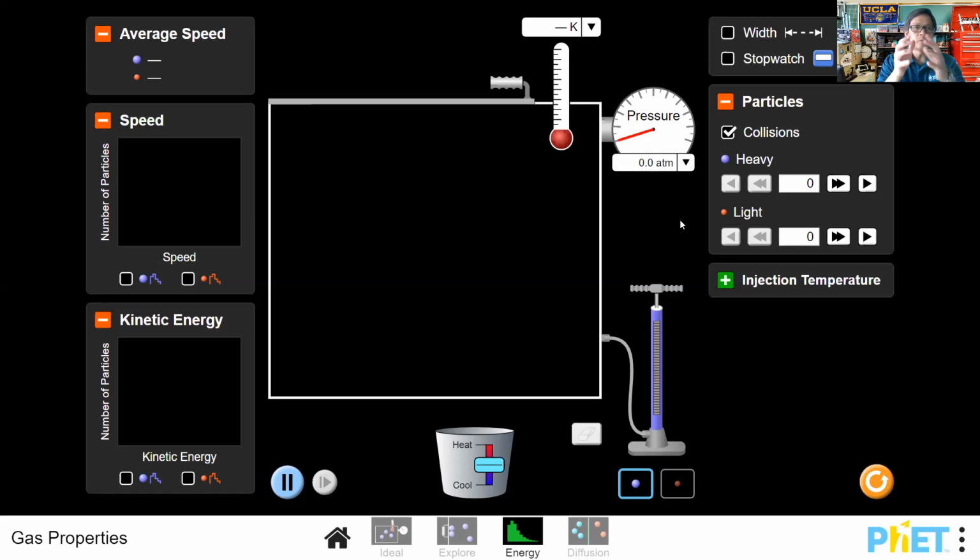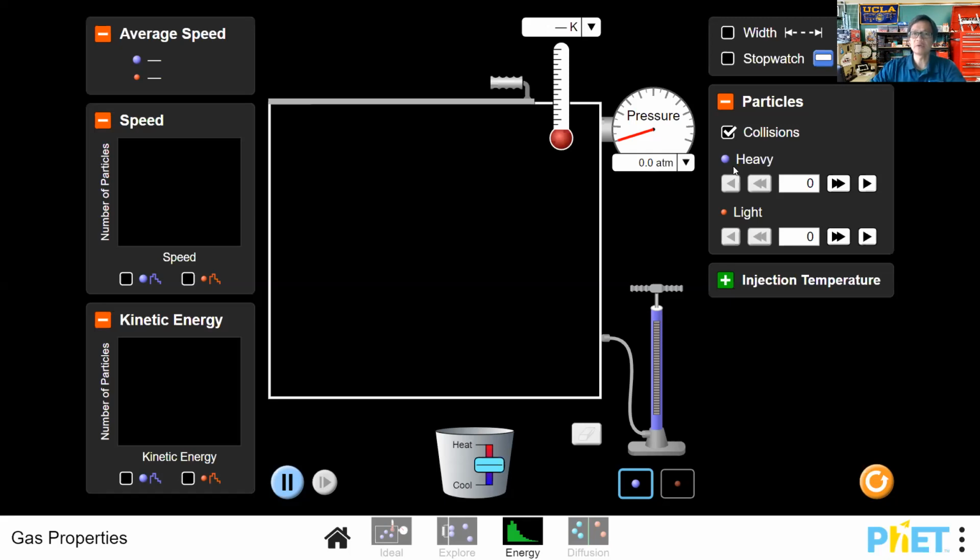Okay? And so what we want to talk about is what affects that motion. We saw what affects the pressure, because if we can talk about what affects that motion and how it's related to heat energy, we can then talk about the relationship between pressure and heat as well. Okay.